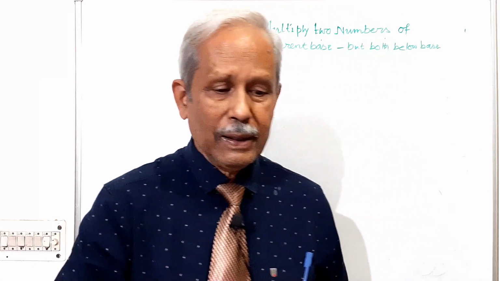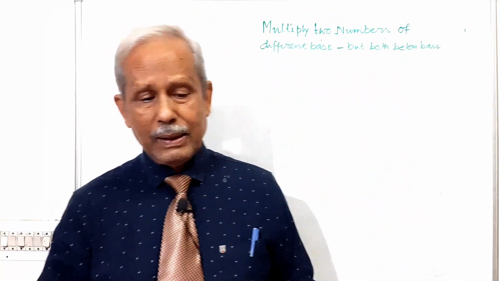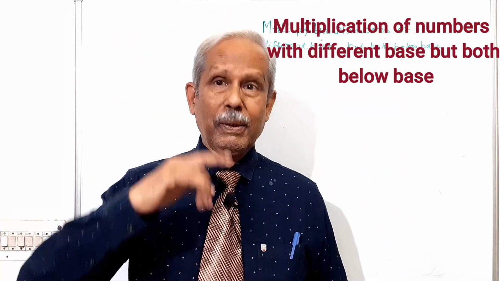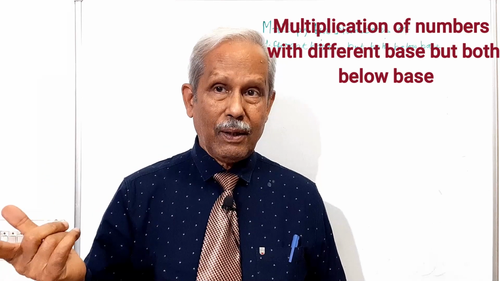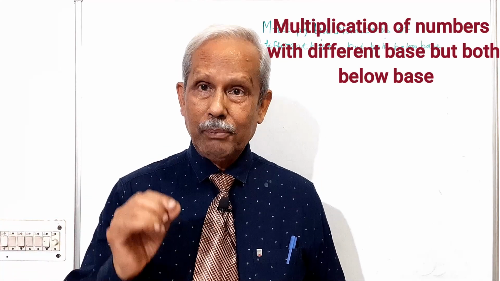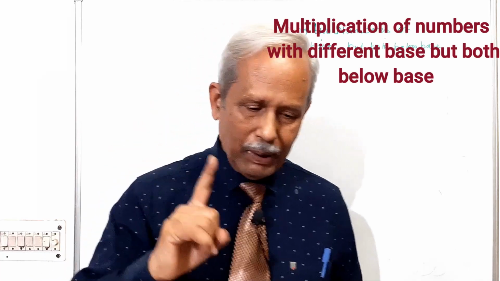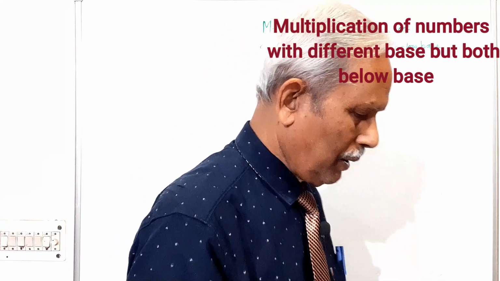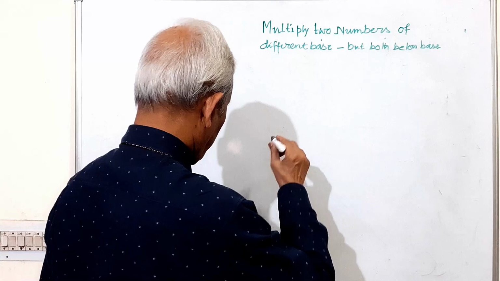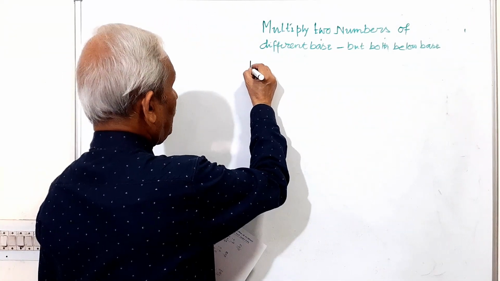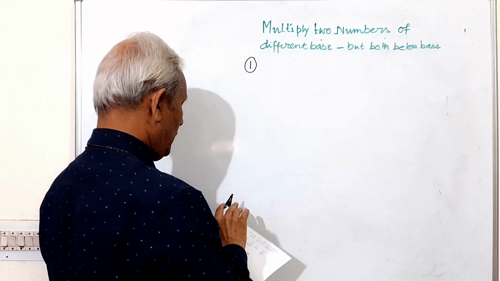So what are we going to do this time? This time it will be a little different. This time we will multiply two numbers of different bases. The base is different now. Different base, but both are below the base. So let us start with our questions. First question, listen to it carefully and understand it very carefully.